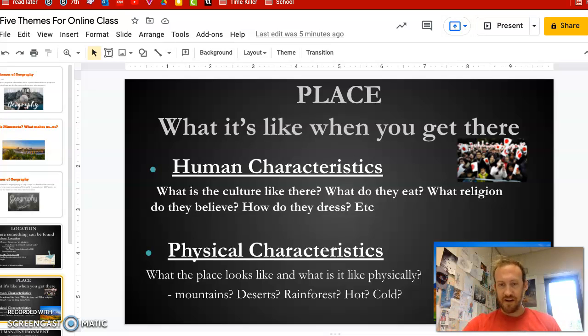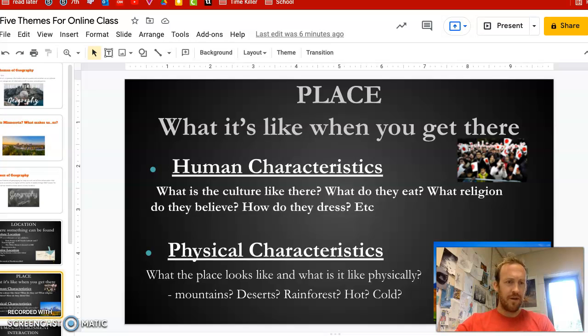Physical characteristics, on the other hand, is anything that doesn't have to do with the people. So it could be, what's the landscape there? Is it rolling hills? Is it flat? Is it pancake? Are there mountains, deserts, whatever? We can look at the climate. Is it hot? Is it cold, long winters? Is it real temperate temperatures? Anything that is a physical characteristic.